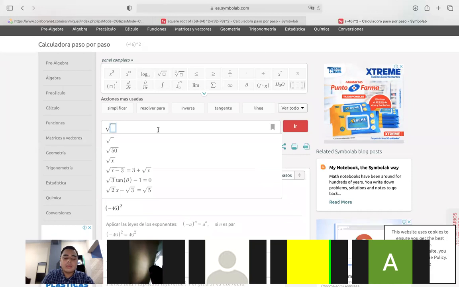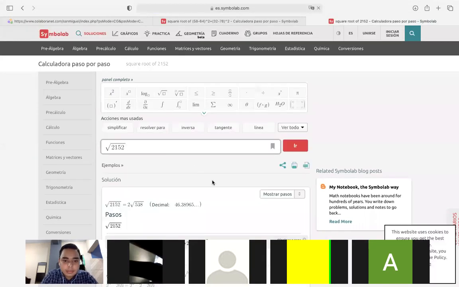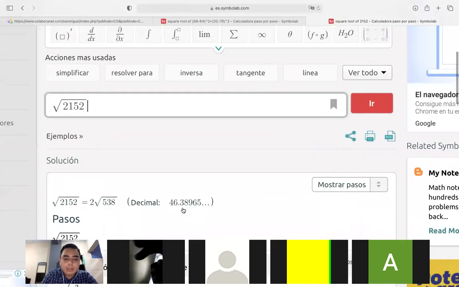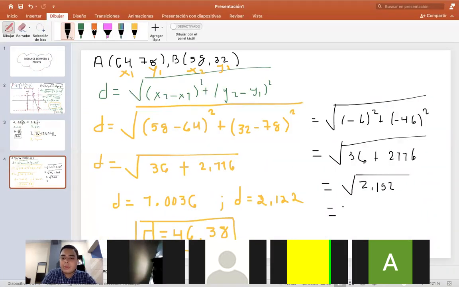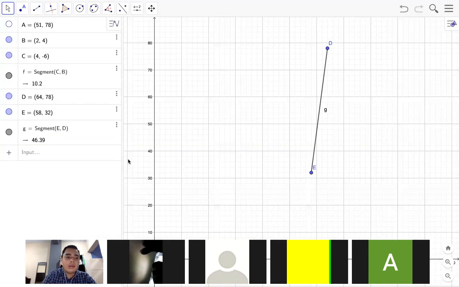The square root of 2,152 is 46.38. So this is the answer, guys. And as you can see in GeoGebra, the answer is 46.39. That is rounded. So it's exactly the same answer that we have. And this is going to be our review of the class.